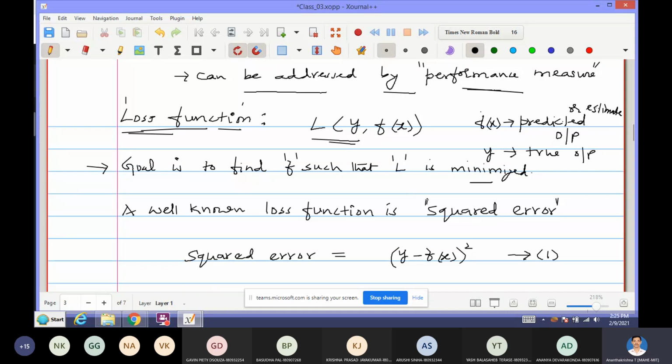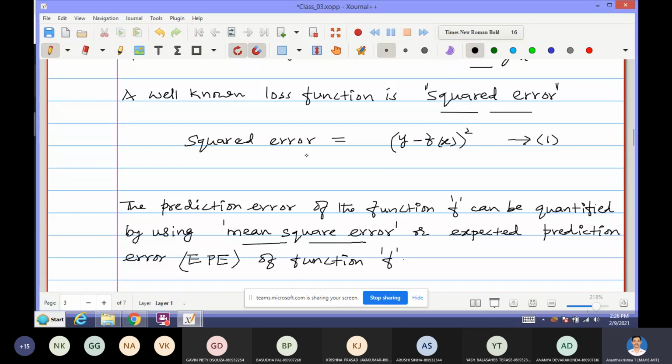So having said that, now what is the loss function that we consider? There are many different loss functions possible, out of which the most popular or well-known loss function is the squared error, which is simply the square of the difference between the true output and the predicted output. So squared error is equal to (y minus f of x) the whole square. Hope that is pretty clear.